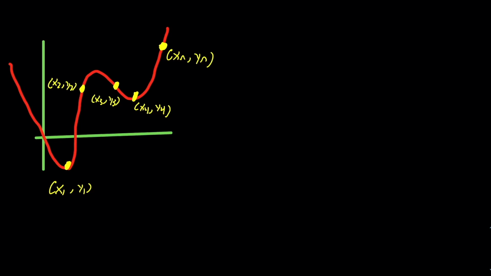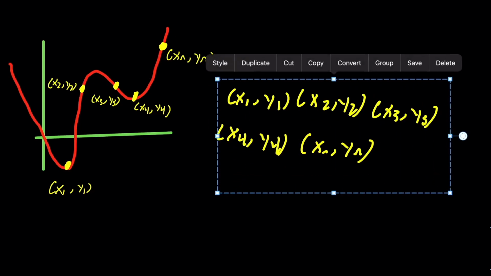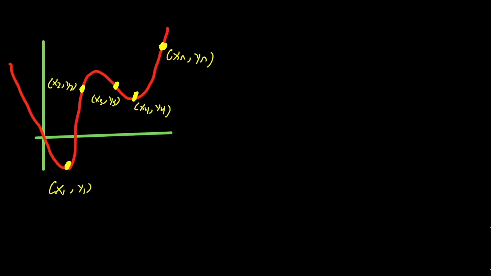So let's consider these points in this xy plane. We have x1, y1, x2, y2, x3, y3, x4, y4, and x sub n and y sub n. We have all of these points, and our goal is to best represent them in the expression as a function.